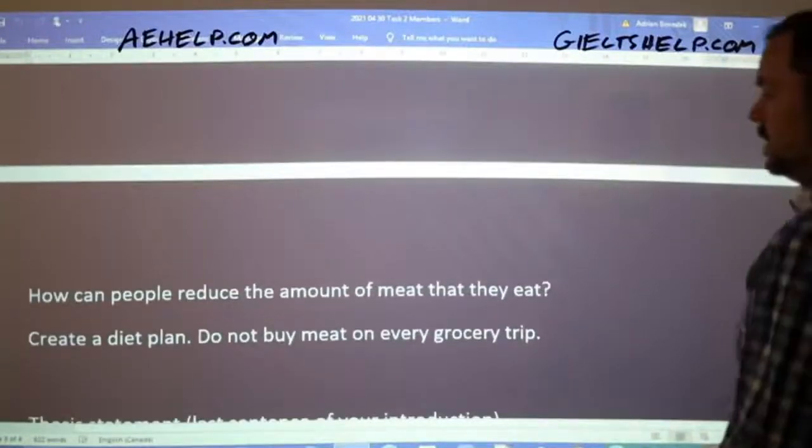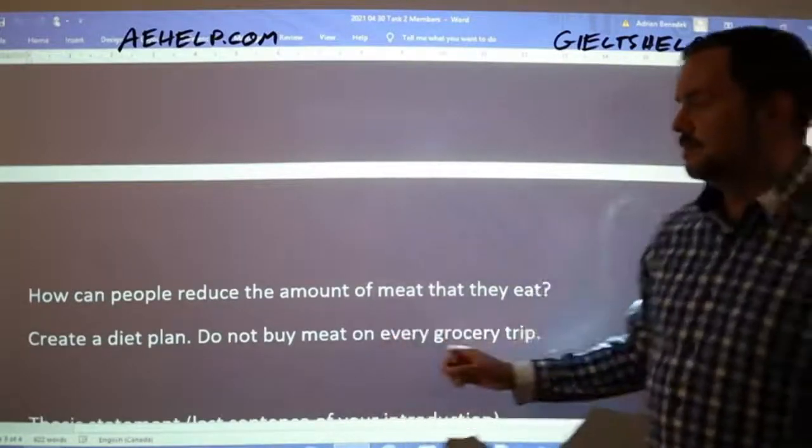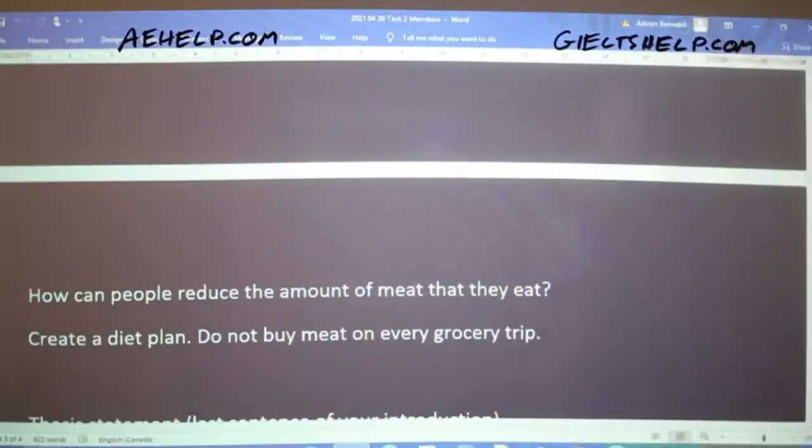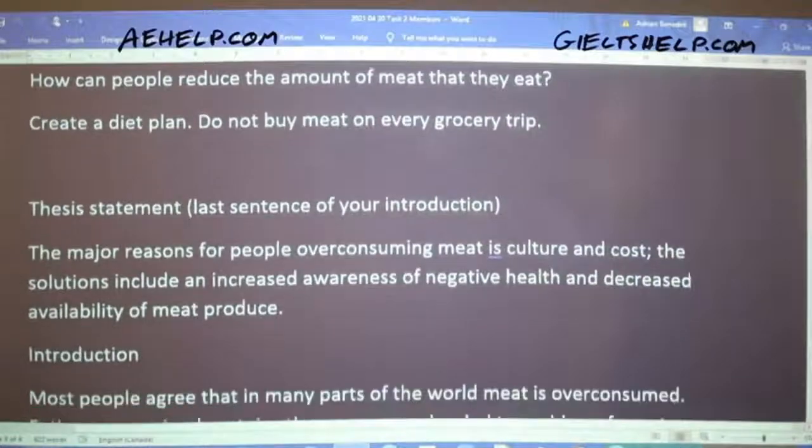And how can people reduce the amount of meat that they eat? Well, they can create a diet plan, and they don't need to buy meat with every grocery trip or every visit to the grocery store.